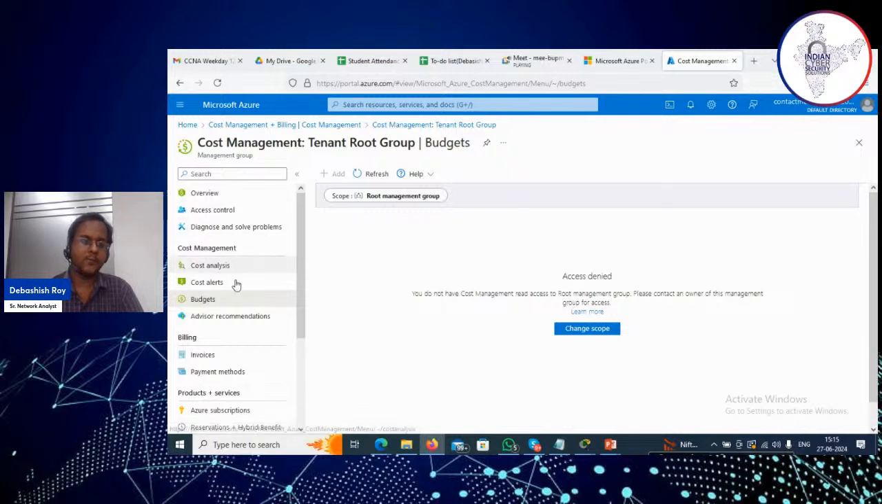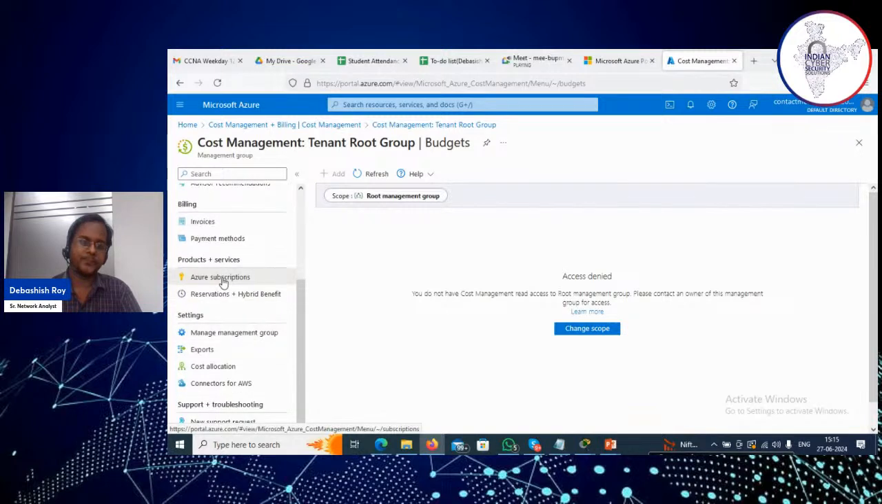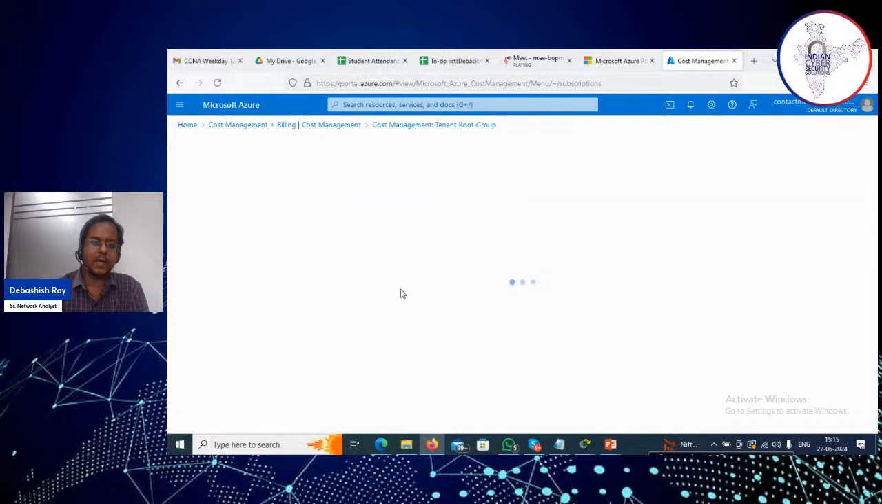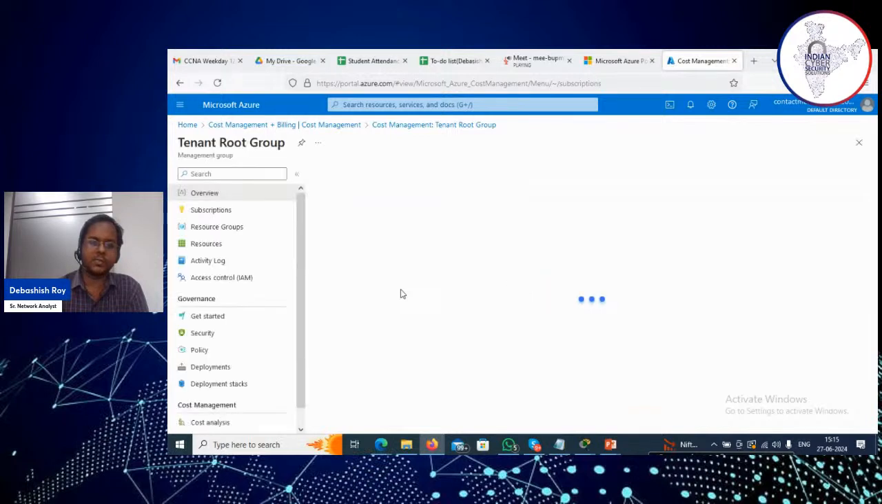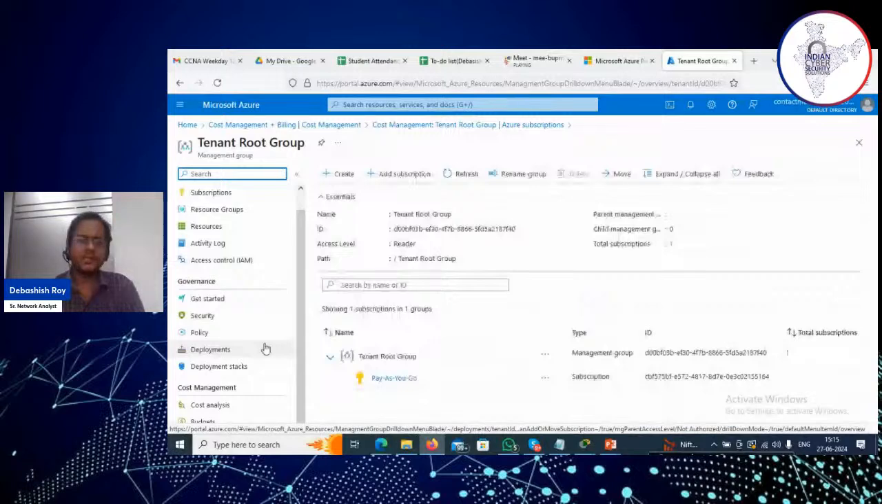You can have many features, cost analysis, and also in the billing you can see your invoice, how much is billed, and payment methods. You can add your payment methods, the cards, debit cards, credit cards. You can add also a subscription. Also here you can see the subscription level. So everything is available there in the cost analysis.